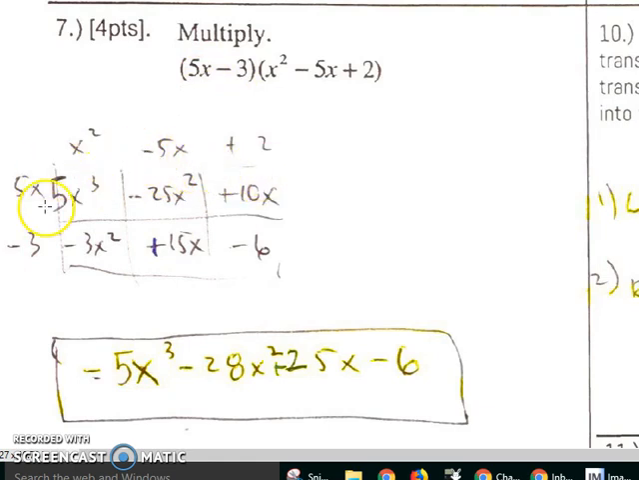We're going to multiply, and then we're going to add. 5x times x squared is 5x to the third. 5x times negative 5x is negative 25x squared. 5x times 2 is 10x. X squared times negative 3 is negative 3x squared. Negative 3 times negative 5x is positive 15x, and negative 3 times a positive 2 is negative 6. Then we can just combine like terms, so 5x to the third. These two are like terms. That'll give you negative 28x squared. Add those two together, you get 25x, and then here minus 6.